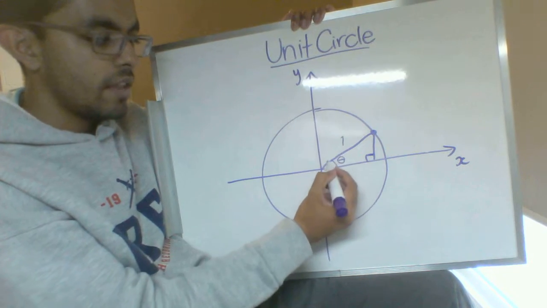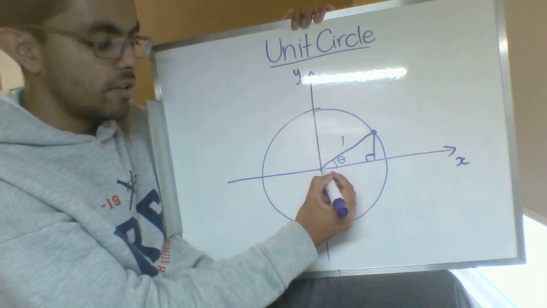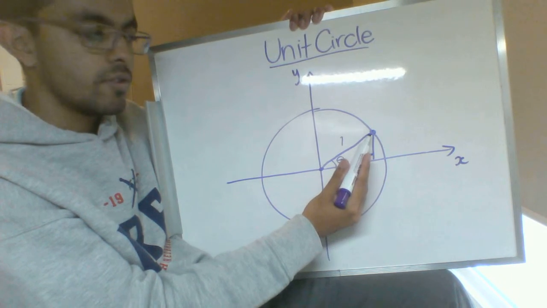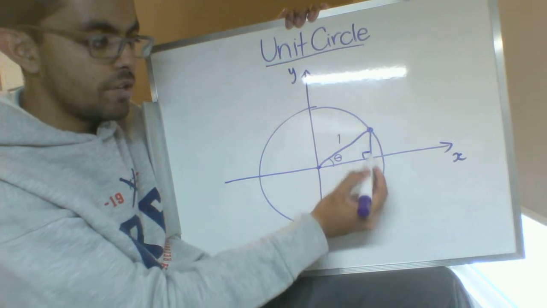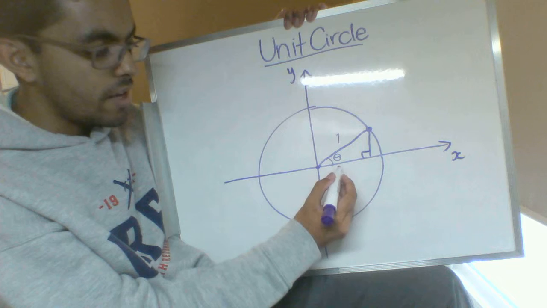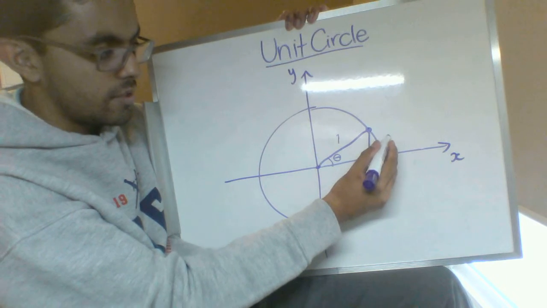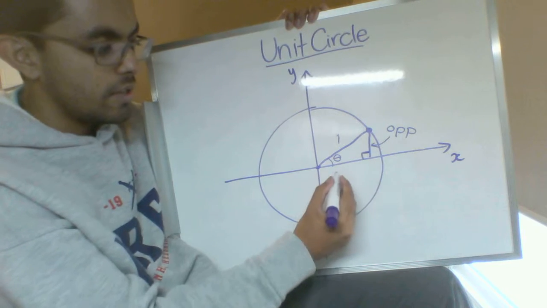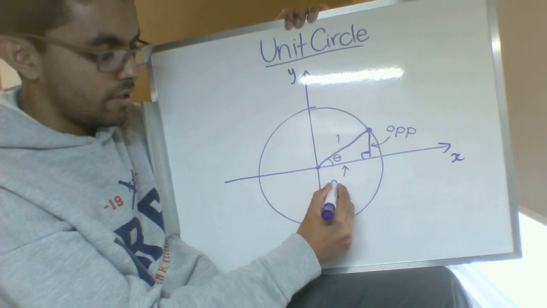Now we know the hypotenuse is 1. We know this length is always 1, from the center to the outside. So we know this length, and if we measure these two lengths, let me just label these. For simplicity's sake, I'll call them opposite and adjacent.